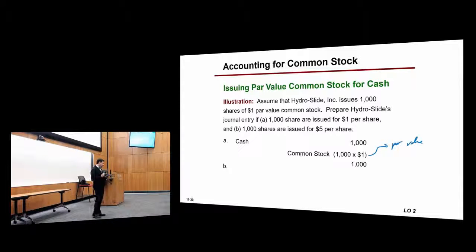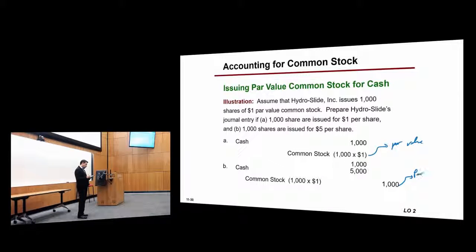What about B? Those 1,000 shares are issued for $5 per share. How much cash is the company receiving? 5,000. They are selling them for $5 per share. So the company will debit cash 5,000. How much are they going to credit common stock? 1,000. Again, this is par value.